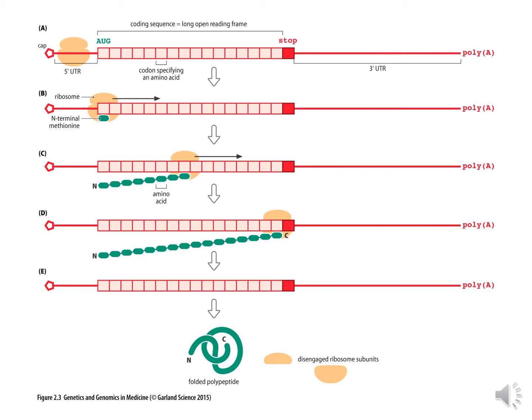Then in D, finally the ribosome encounters a stop codon, at which point, as shown in E, the ribosome falls off the mRNA, dissociates into its two subunits, and releases the completed polypeptide. As discussed in subsequent slides, the polypeptide will then undergo post-translational modification to produce the mature protein.